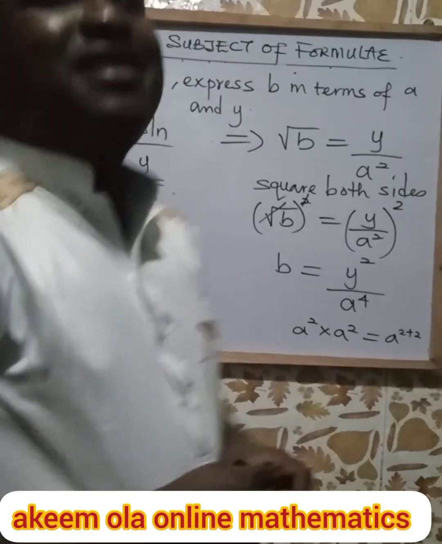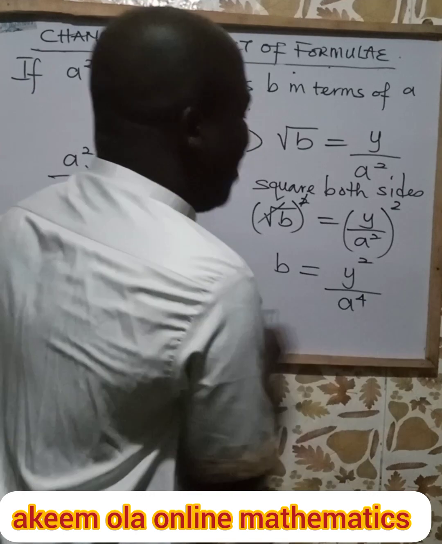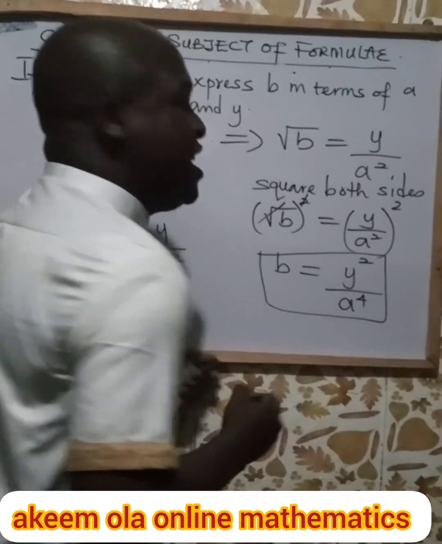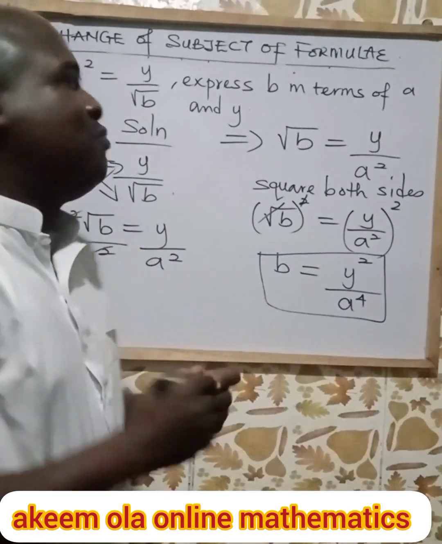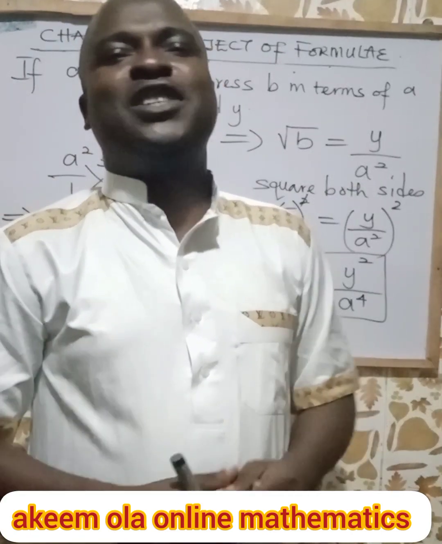That means the answer to this question is that b is now equal to y square over a to the power of 4. We have successfully made b the subject of formula from this simple equation.